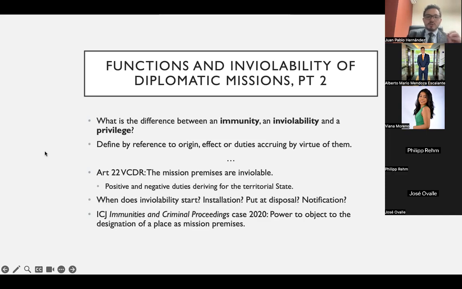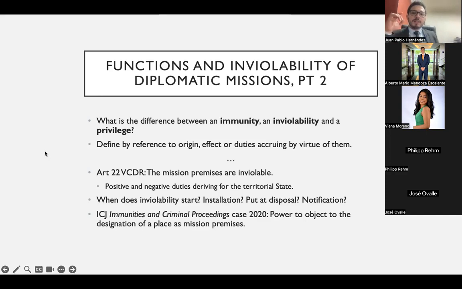But before we analyze those duties, one needs to analyze when those duties start. Once again, like when we analyzed the demarcation between immunity, inviolability, and privilege, the answer is not clear. Some say that the inviolability starts when the mission itself is installed in a certain premise, and therefore it starts functioning. And the reason why people say that this is the case is because the purpose of the immunity is to protect the functions of the mission. As I mentioned before, the theory of functional necessity.